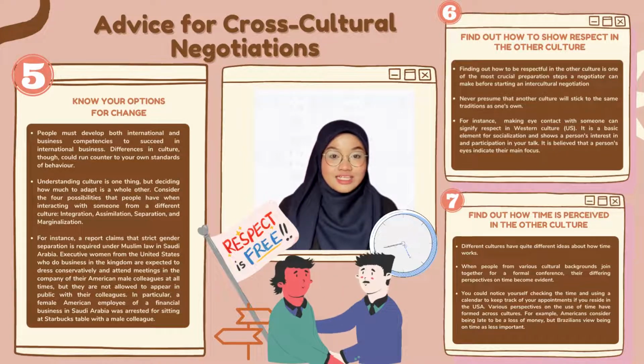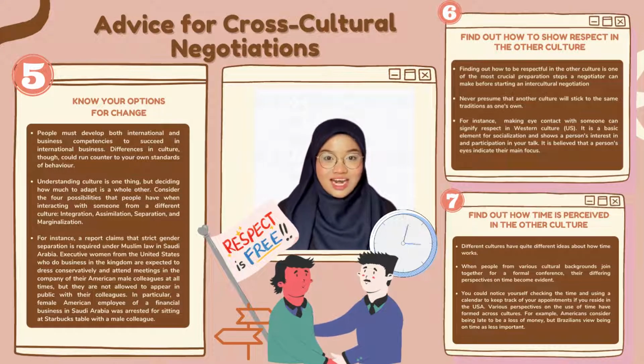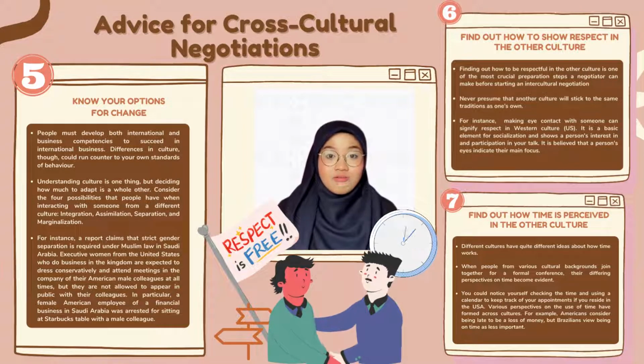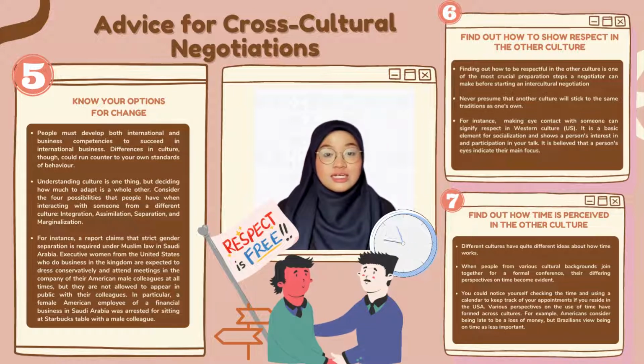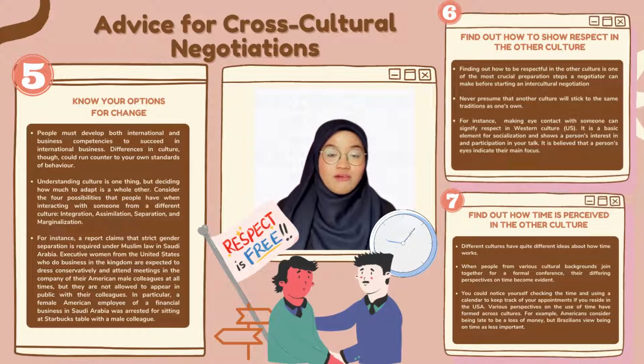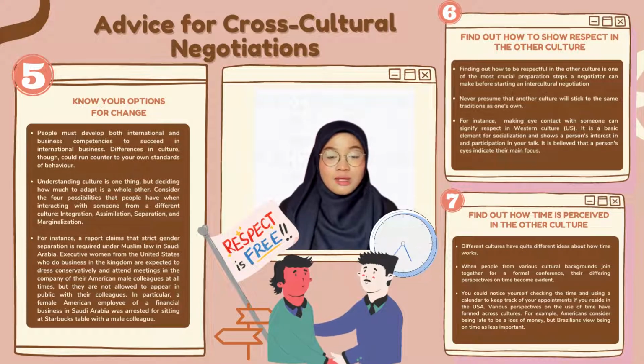So, the last one is negotiators need to find out how time is perceived in the other culture. Different cultures have quite different ideas about how time works. When people from various cultural backgrounds join together for a formal conference, their differing perspectives on time become more evident. Therefore, you could notice yourself checking the time and using a calendar to keep track of your appointments if you reside in the USA. Various perspectives on the use of time have formed across cultures. For example, Americans consider being late to be a loss of money, but Brazilians view being on time as less important. There is no right or wrong time use. Each time perspective has its advantages and disadvantages and is inherent to a specific culture.